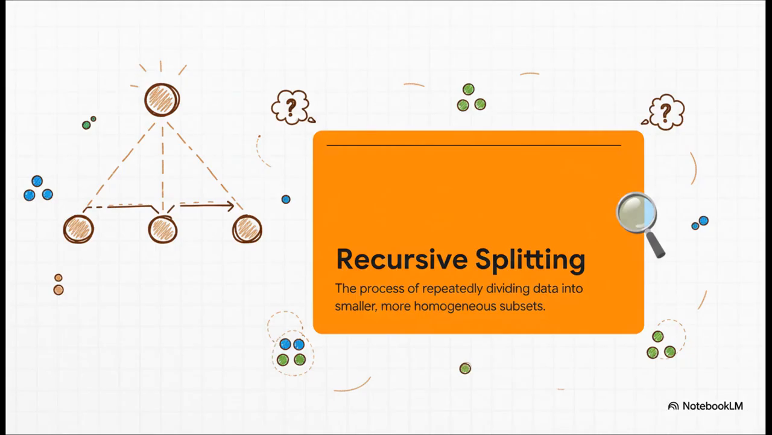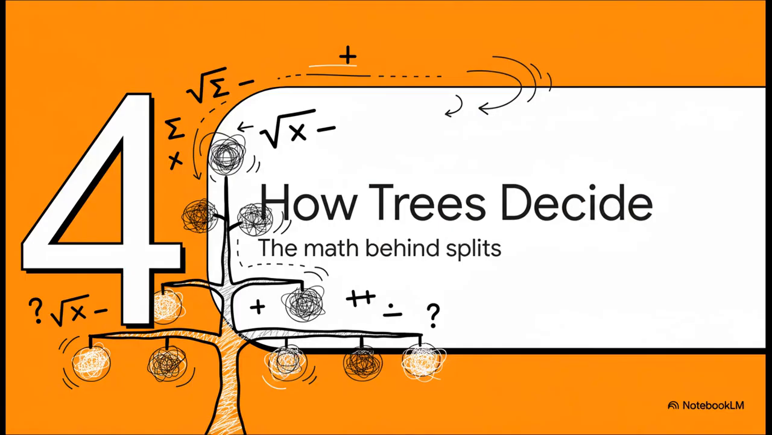And the way it builds this tree, that's called recursive splitting. It's actually pretty intuitive. The algorithm just looks at all the data, finds the absolute best question to ask, and then splits the data based on the answer. Then it does the exact same thing on those new smaller groups, and again, recursively, until it just can't make any more useful splits.